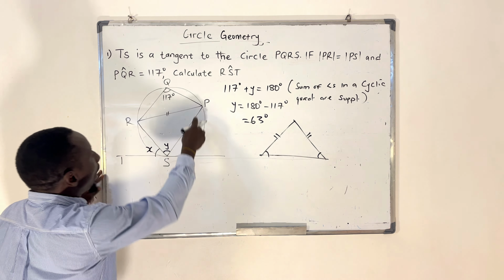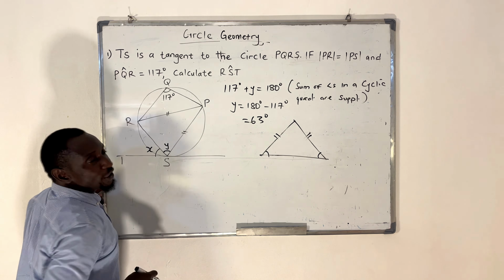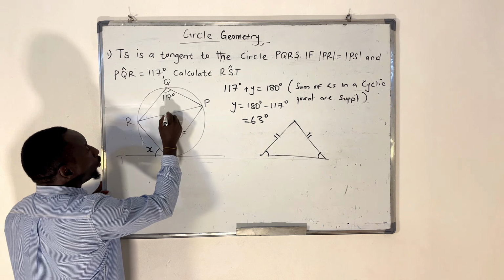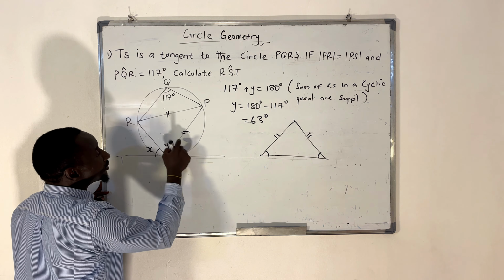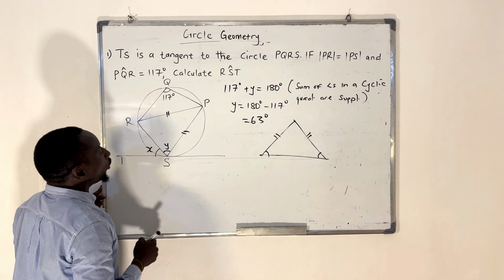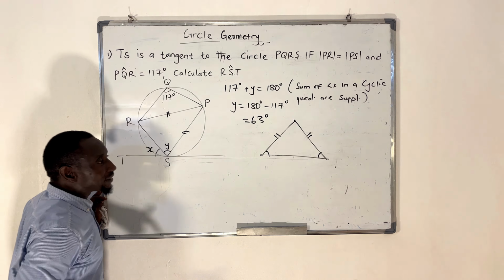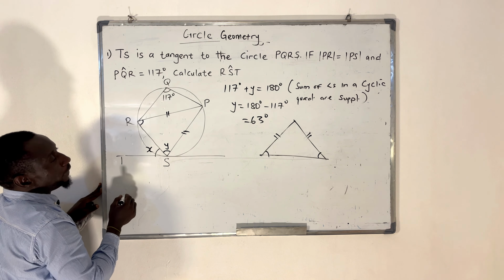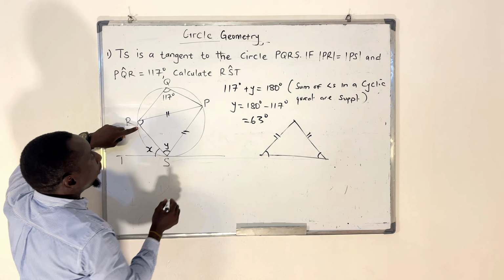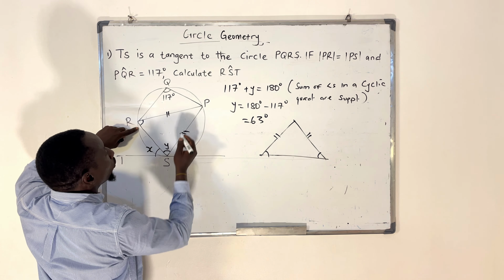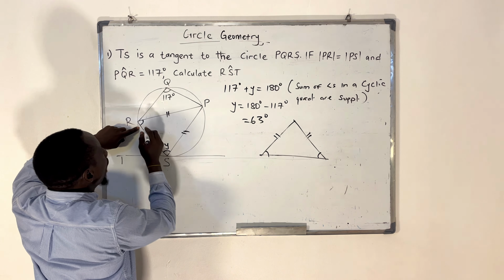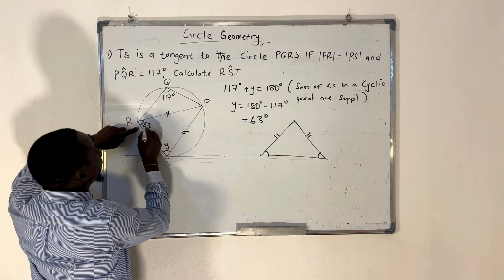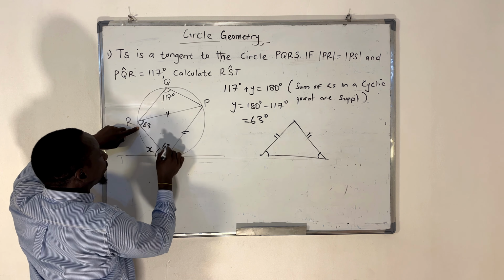Now, if you look at this triangle, this is an isosceles triangle. How did I know? When you see double stripes like this, it's telling you that these two sides are equal. And I know that my Y is 63. It means this very one too will be 63. So we have a triangle, and this is 63, this is also 63.